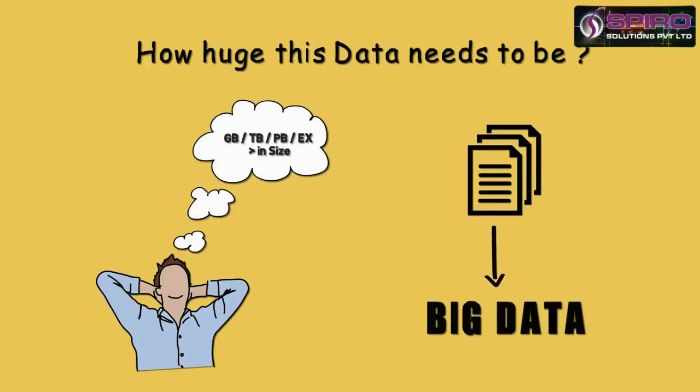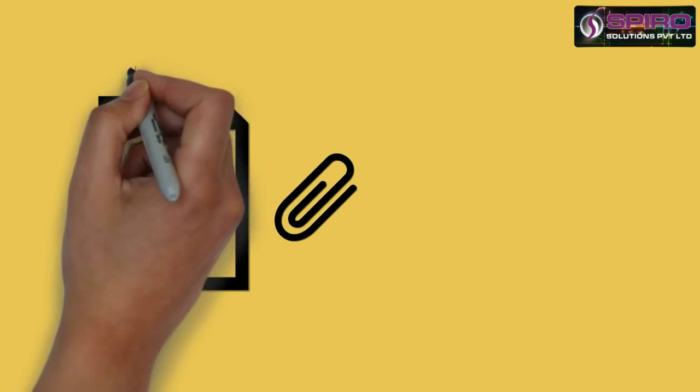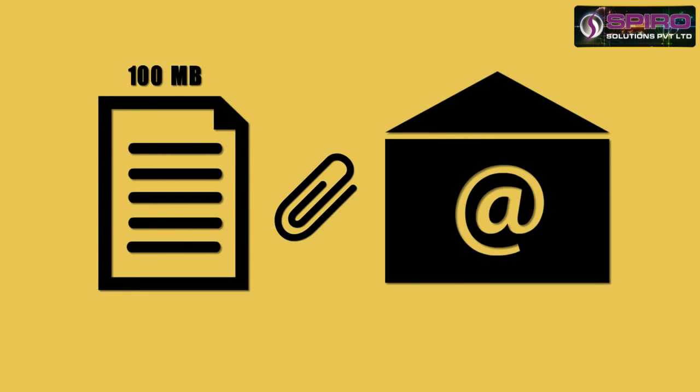Let me take an example and try to explain it to you. For instance, if we try to attach a document that is of 100 megabytes in size to an email, we would not be able to do so, as the email system would not support an attachment of this size. Therefore, this 100 megabytes of attachment with respect to email can be referred to as big data.